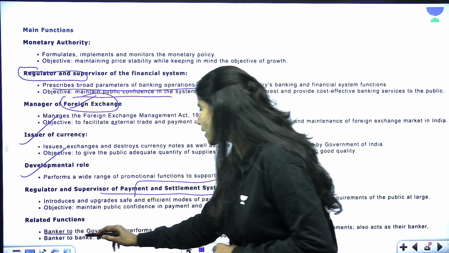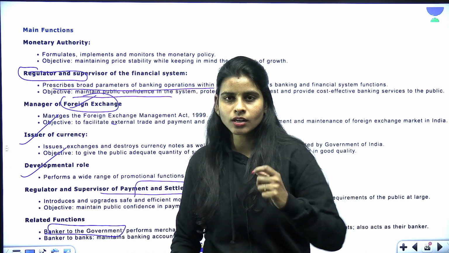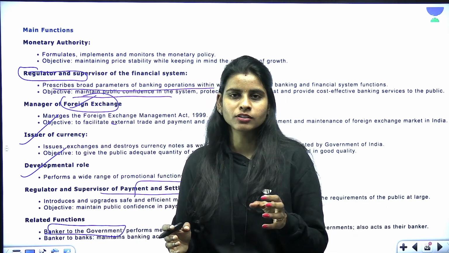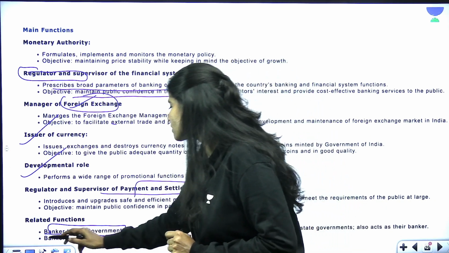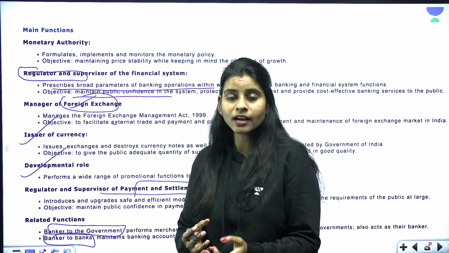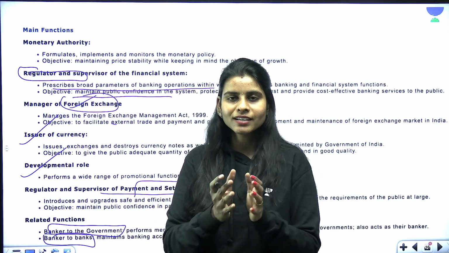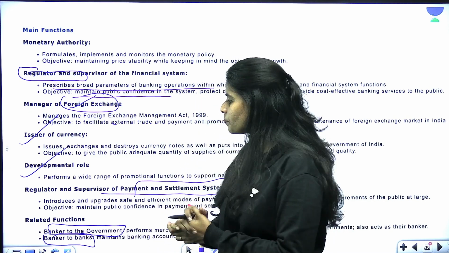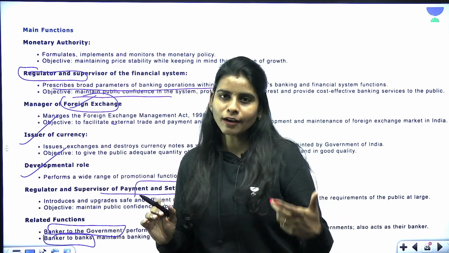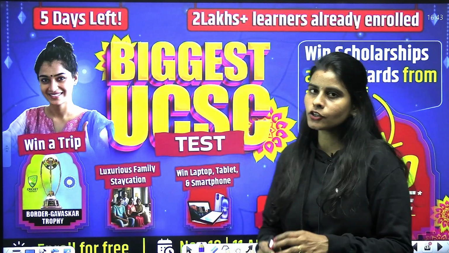Related functions, it is banker to the government. When I say banker to the government, it means it gives loans to the government, it borrows from international institutions on behalf of government, all those things, right? And when I say bankers to the banks, it lends to the banks, it makes transactions with the bank, and whenever the bank is in the state of loss, the RBI is the lender of the last resort, right? So these are some of the objectives of the Central Bank of India, which you have to know. Probably in the next monetary policy video session, I'll make it more clear for you.